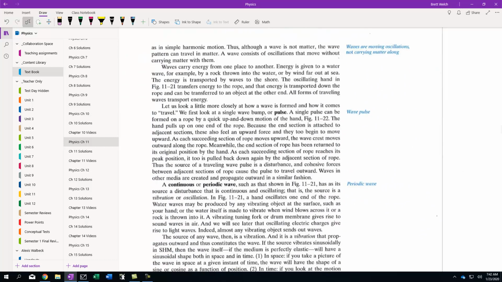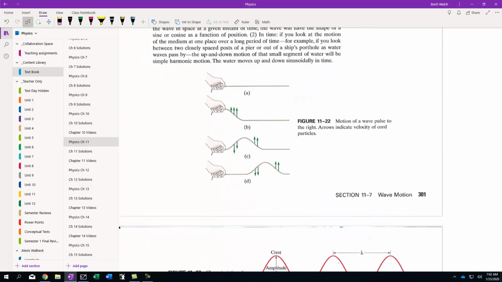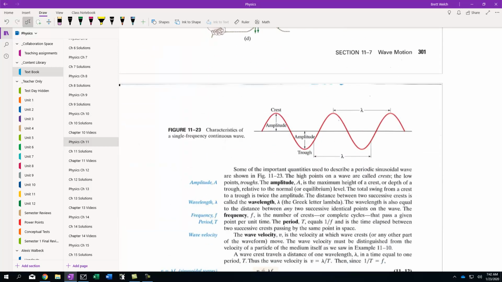When we talk about simple harmonic motion and waves, we have that up and down at a repeated interval. And let's talk about some of the characteristics of a wave. One, we know the amplitude is from the center line up or from the center line down. We'll call them crests and troughs, or nodes and antinodes. We'll talk about that more in chapter 12.